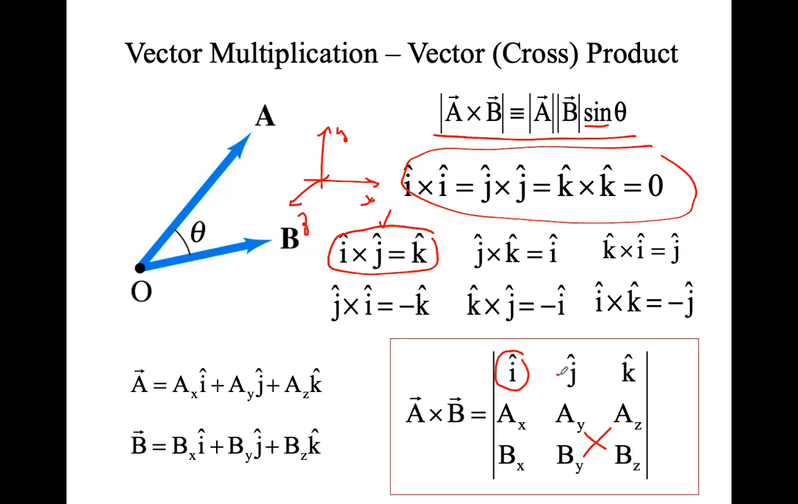But of course, the J term is negative, and that's a rule for linear algebra that you may or may not have encountered. And then when you want to do the K, that's back to being positive, and it's AX, BY, and minus BX, AY. And so why is that true?